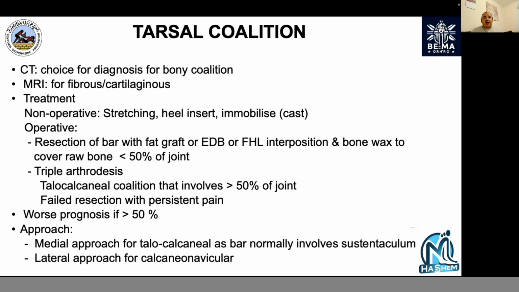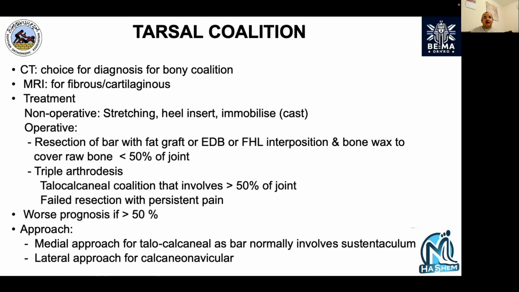Our approach, if we are approaching a talocalcaneal coalition, we go from medial. If we are approaching a calcaneonavicular coalition, we go from lateral. And this is some of the common questions in MCQ in Part 1.